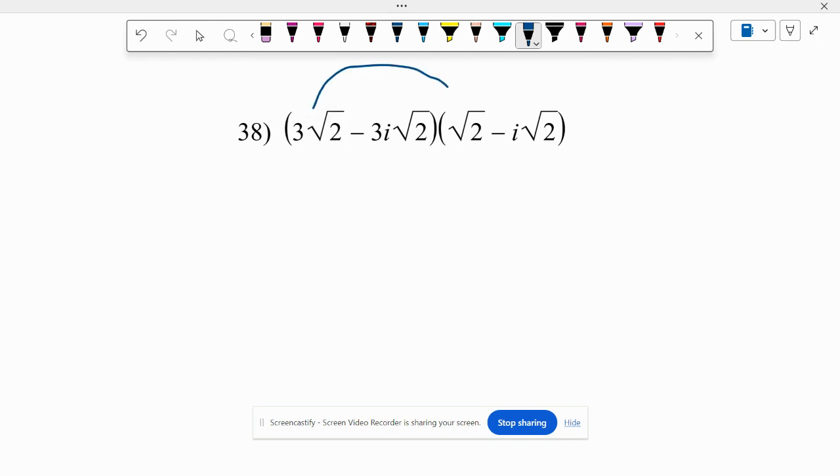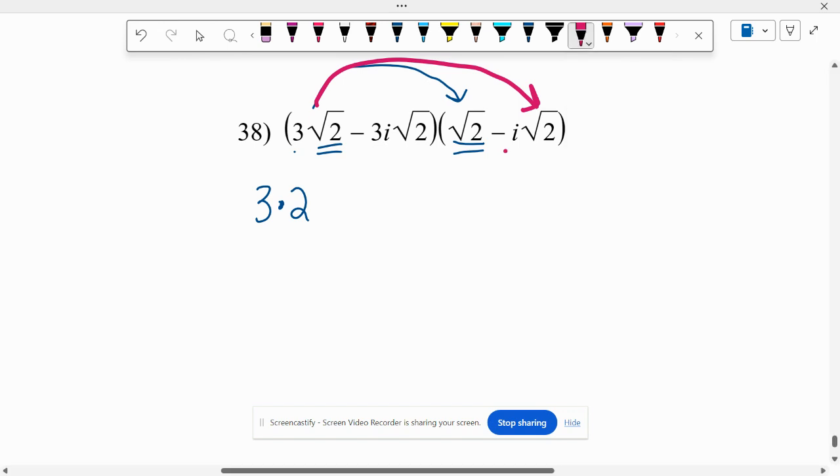So I'm going to draw my arrows nice and slow. I have to take 3 times the square root of 2 times the square root of 2. What is the square root of 2 times the square root of 2? So that's 3 times 2. That's what that first term becomes. Now I'm going to take 3 square root of 2 times negative i root 2. So 3 times negative i is negative 3i. And the square root of 2 times the square root of 2 is just 2. Are we okay with that?